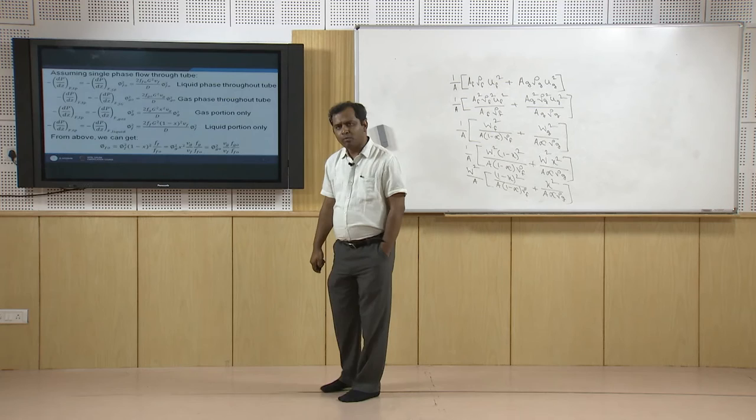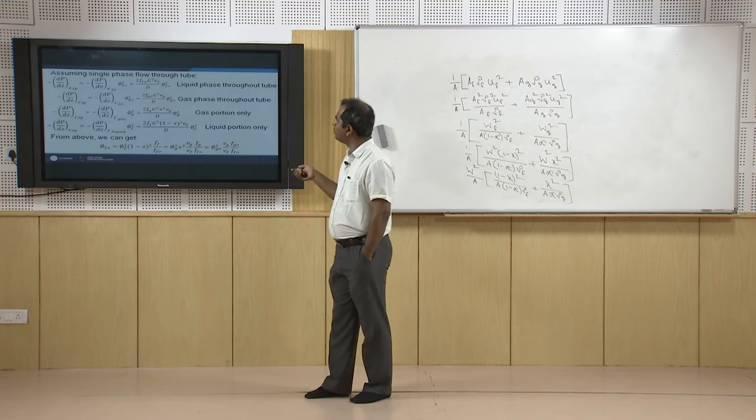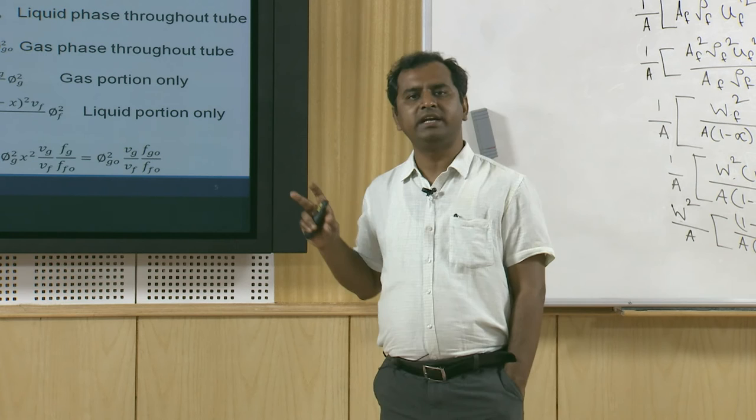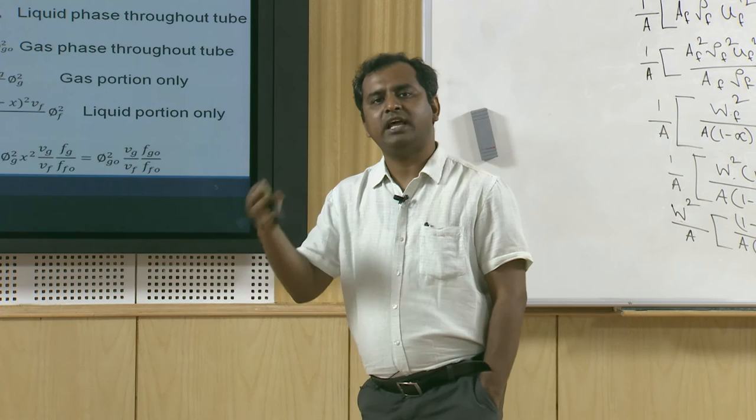Here in this first two, we have considered the whole pipeline is occupied by the liquid and gas. Here in the second, third and fourth, we will be considering that two phase flow is there inside the pipeline, but we are only interested in the gaseous phase or liquid phase. So, here the consideration is not that the whole pipeline is occupied by the gas. Two phase is there, but we are only calculating from the gaseous portion. So, let us see what happens over here.